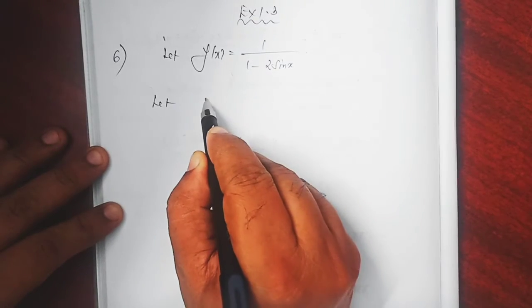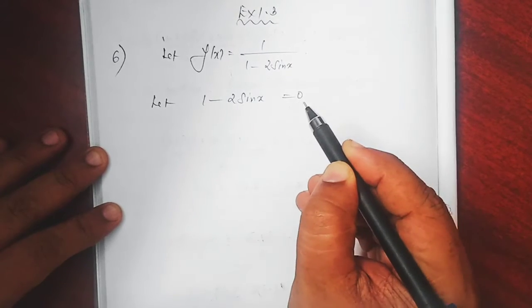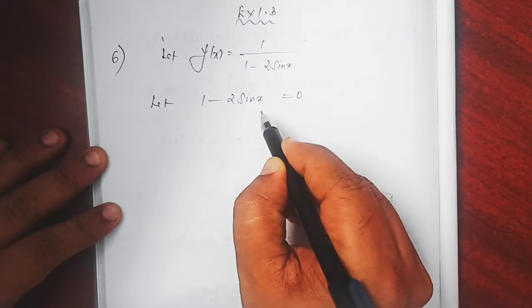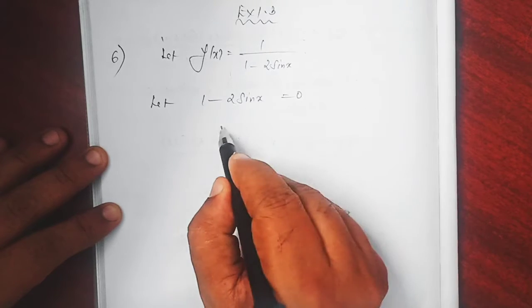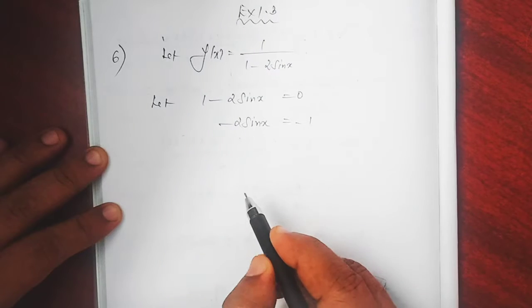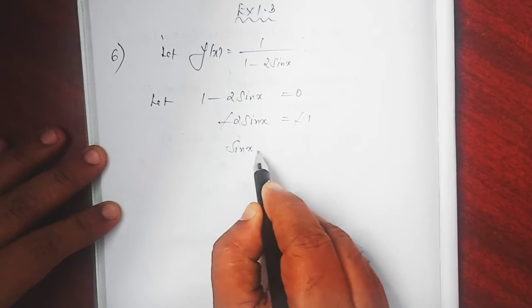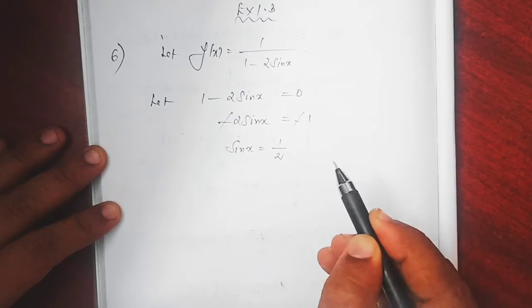Consider the denominator as 0. Let 1 minus 2 sin x equal 0. From that equation, I am going to find out the values of x. So, minus 2 sin x equals plus 1 comes to the right hand side, minus 1. So, both minus get cancelled. We know that sin x equals 1 by 2.